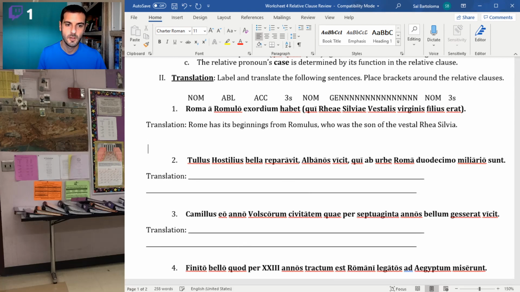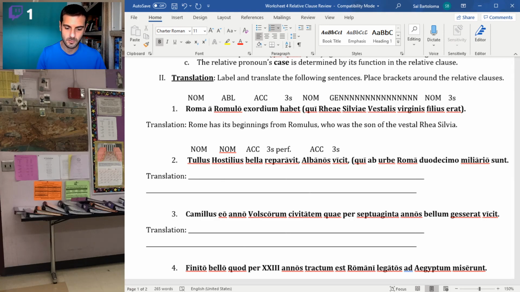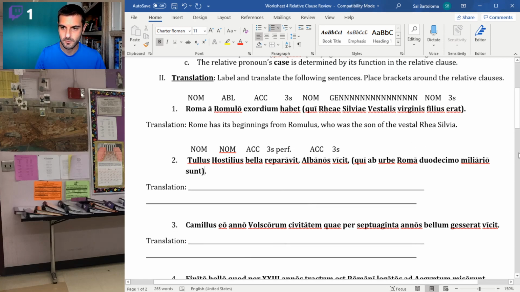Okay. Number 2, we skipped a couple sections. This is like section 3 or 4 in book 1. Tullus Hostilius bella. That's the war, bella, not the beautiful things, bella. Third singular, we have a perfect tense verb now. Reparavit. Albanos, clearly accusative, another third singular verb. And then we have our relative clause, right? Relative clause has to have a verb in it, so it's got to go all the way down to sunt. Of course that would happen.